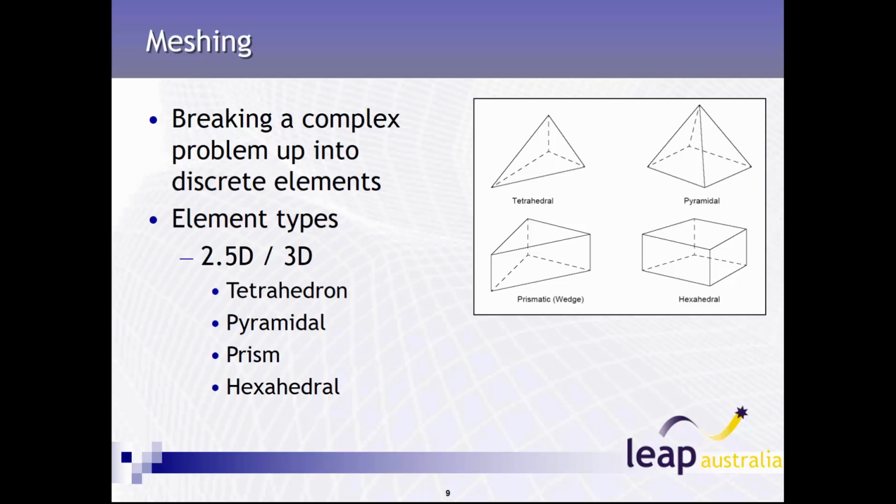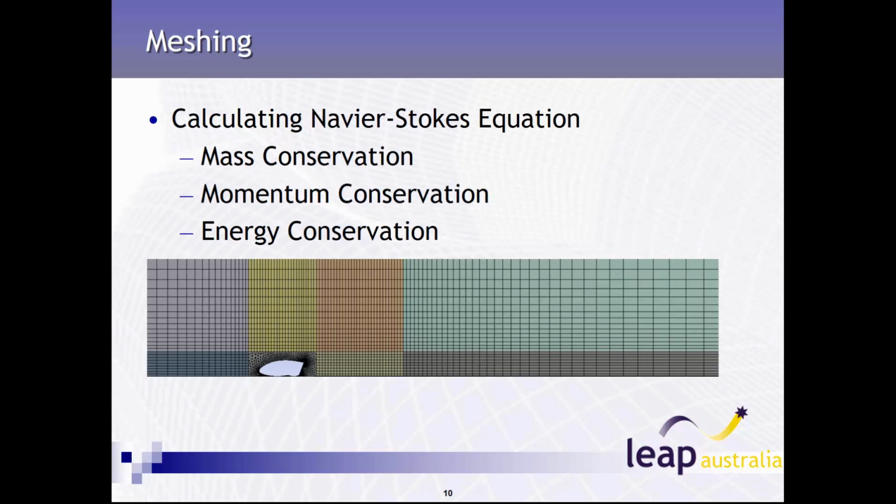Wedge elements are created to capture the boundary layer, with pyramids automatically being created when needed, and then hex elements around the domain. Fluent uses an iterative solver, calculating to conserve mass, momentum, and energy in each cell.